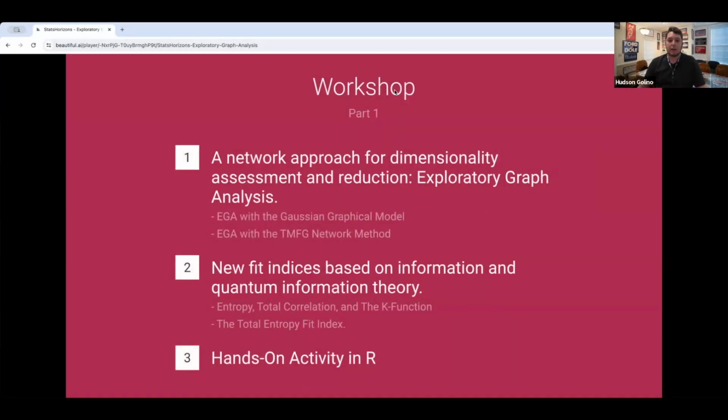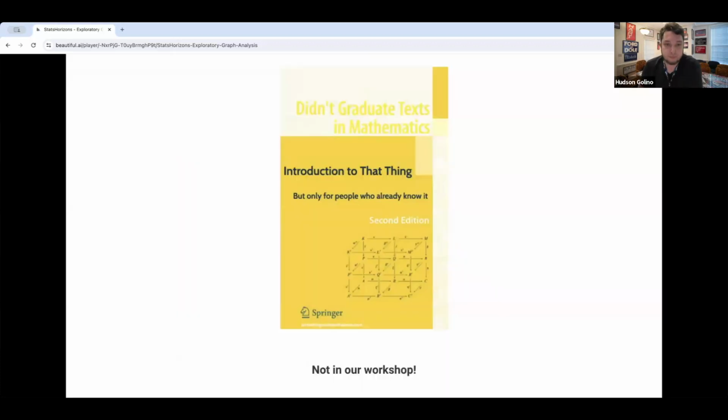Okay, so let's go to the first part of the workshop. We're going to talk about a network approach for dimensionality assessment and reduction, EGA, the introduction to EGA, new fit indices based on information and quantum information theory, and we'll finish the day with a hands-on activity in R.